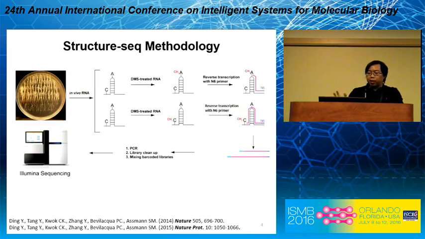So this is our pipeline. First, we grow Arabidopsis seedlings, extract RNAs, and apply DMS, dimethyl sulfate, which can methylate A's and C's when they are located on the single-stranded part. After that, we do reverse transcription, which will stop at this methylated site. Then we do ligation and PCR and put it on a sequencing machine.